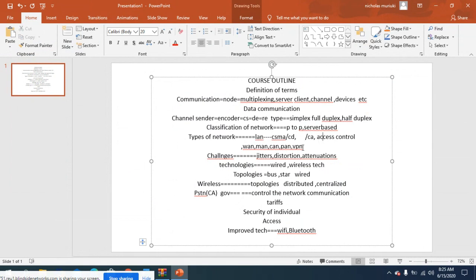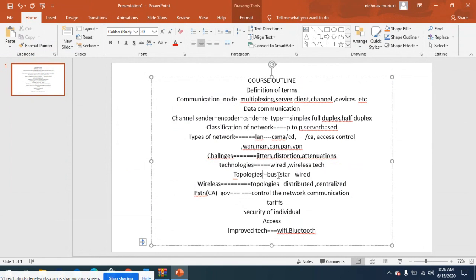Then we look at maybe the types of networks. One of them is MAN, CAN, PAN, VPN. We still have LAN, etc. Then challenges. What are the challenges that are involved within the communication? One of them is jitters, distortion, attenuation, etc. Topologies used, we look at these topologies.